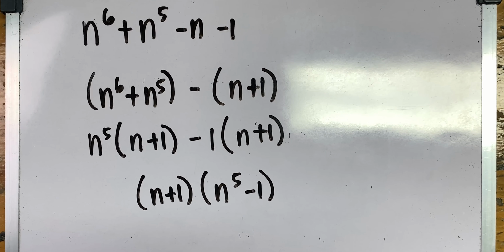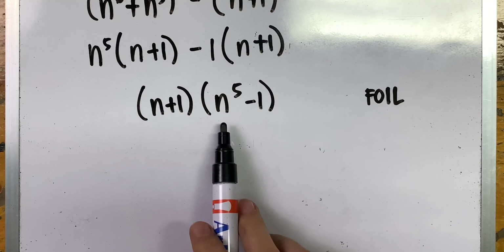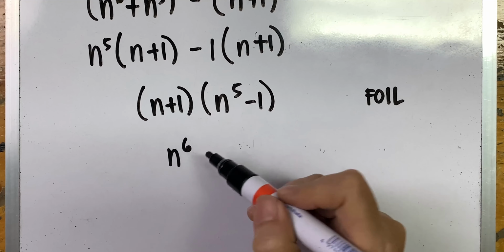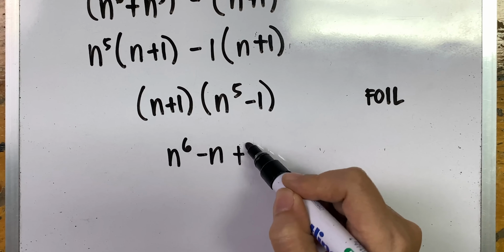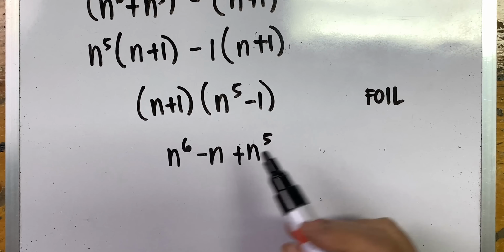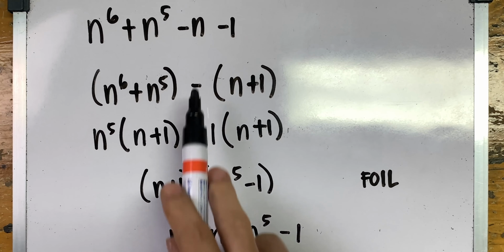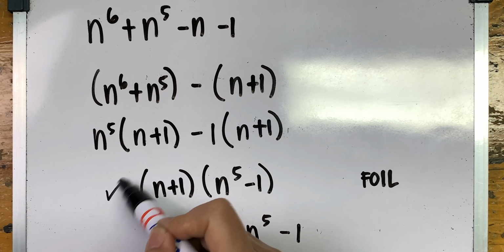Now, to check kung tama yung sagot natin, again, gamitin natin ng FOIL method. N times n to the 5th is n to the 6th. And then n times negative 1 is negative n. 1 times n to the 5th is positive n to the 5th. And 1 times negative 1 is negative 1. Now, check natin kung pareho dun sa given. Yes, it is. Except that hindi lang siya naka-rearrange. Yung n, okay, it's still negative. And yung 1 natin is still negative. So, tama itong sagot natin.